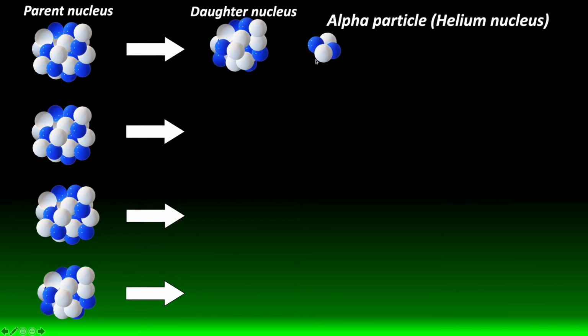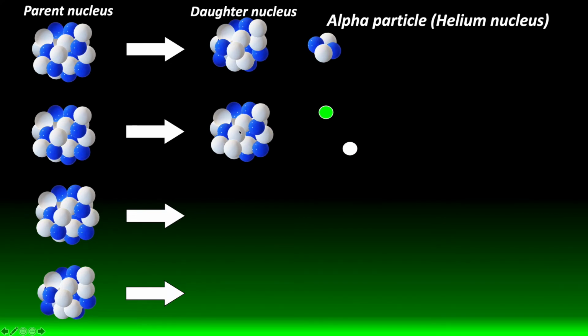I'm going to put over here that we begin with a parent nucleus, and we'll look into all the different products that we can get. The first one is alpha decay, where we get a daughter nucleus and an alpha particle. Remember that an alpha particle is 2 protons and 2 neutrons. It's the same as a helium nucleus.